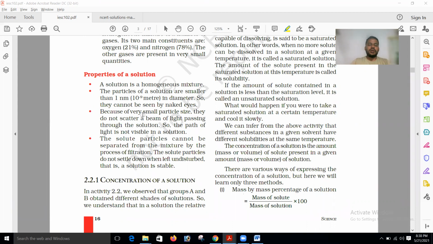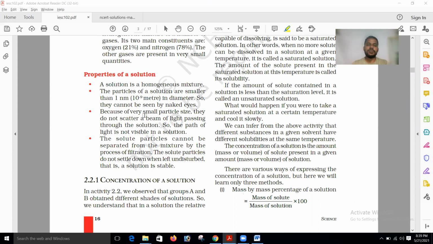Next, the particles of solution are smaller than 1 nanometer in diameter, so they cannot be seen with naked eyes. Okay, so one thing we have to understand is that in solution, whatever particles are there, they are very small in diameter. 1 nanometer means 10 to the power minus 9 meters. So it is impossible to see with the naked eyes.